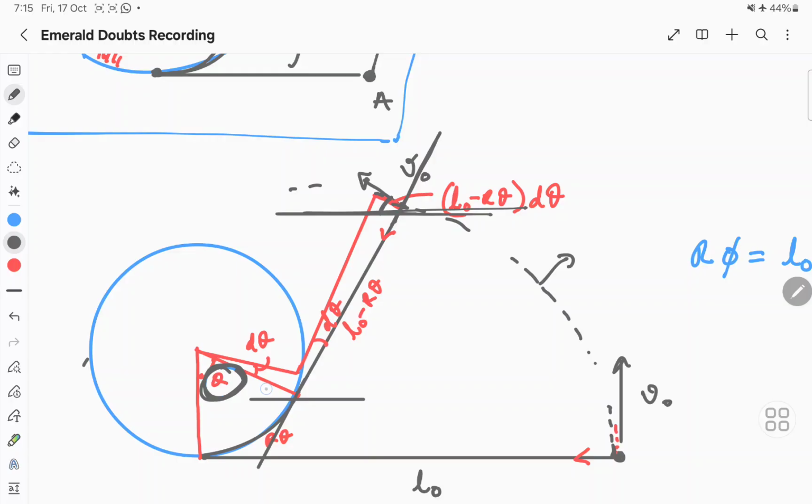So this angle is theta, so this is 90 minus theta, that being 90, so this angle is theta again. So if this angle is theta, then this angle is theta, and if that angle is theta, then this angle is your 90 minus theta. So the slope of this trajectory is your 90 plus theta.